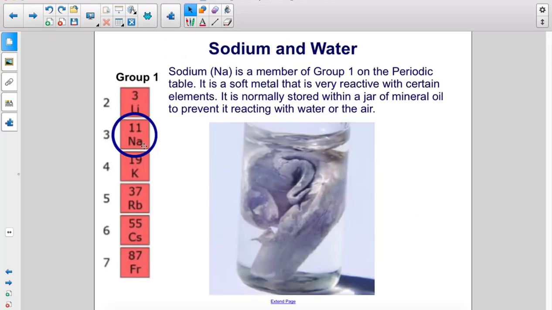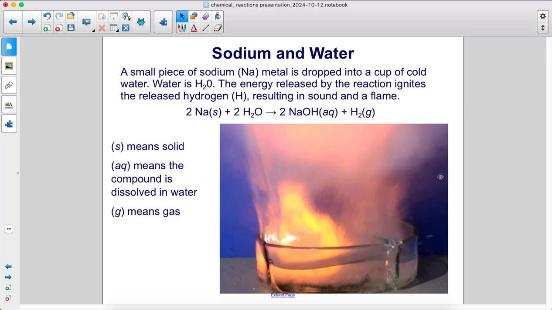Sodium, or Na, is a member of Group 1 on the periodic table. It is a soft metal that is very reactive with certain elements. It is normally stored within a jar of mineral oil to prevent it reacting with water or the air. A small piece of sodium metal is dropped into a cup of cold water. Water is H2O. The energy released by the reaction ignites the released hydrogen, resulting in sound and a flame.